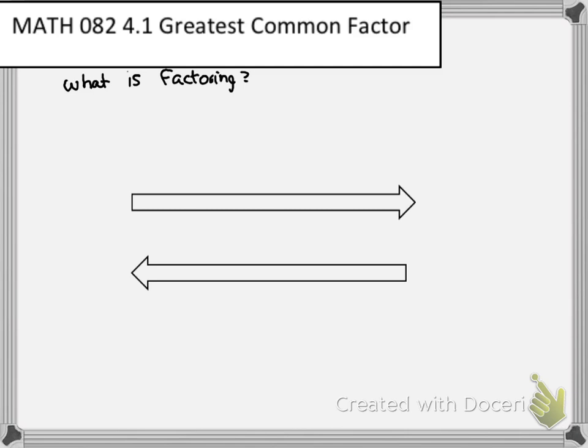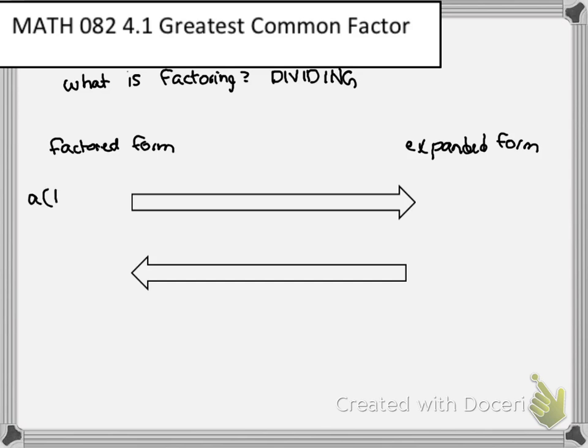So the first question I'm going to answer is, what is factoring? The hidden answer, most people don't realize, is that factoring is really just dividing. So we have a factored form, and we have what's called an expanded form. A factored form would look like this: A times the quantity of B plus C.